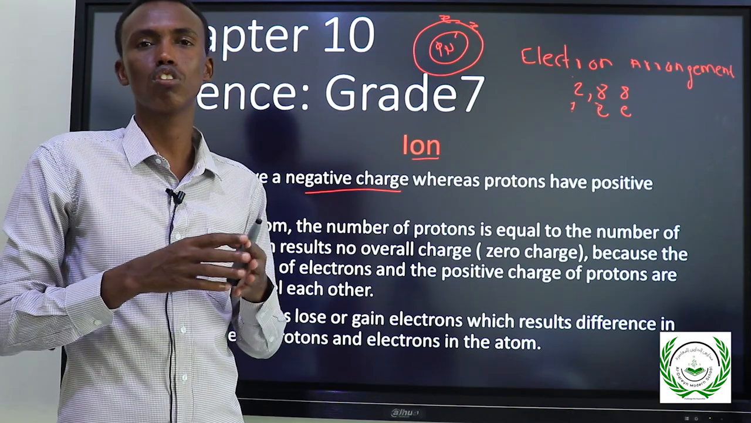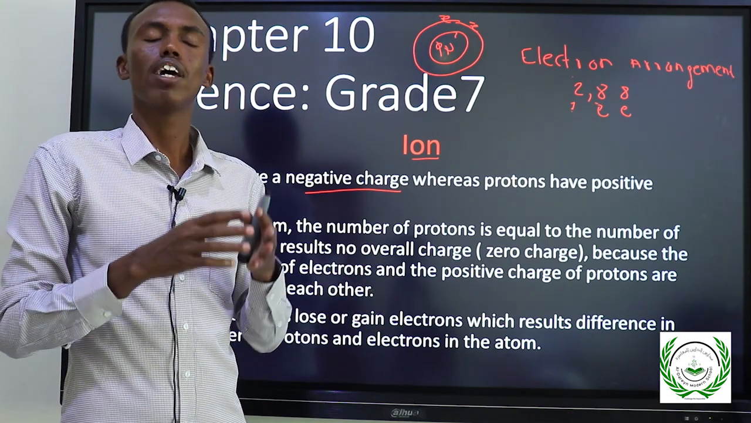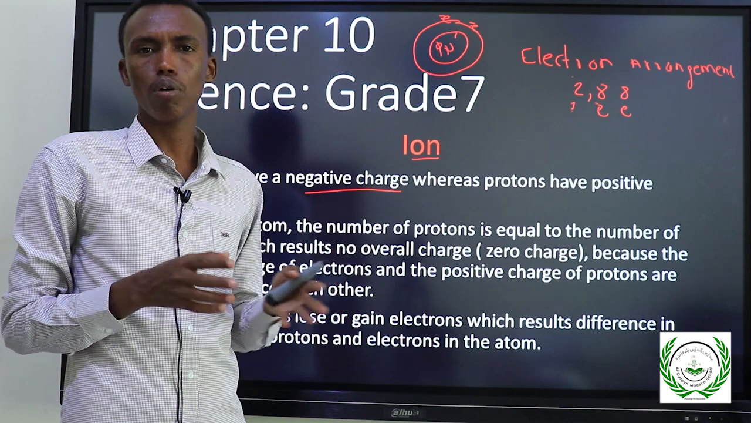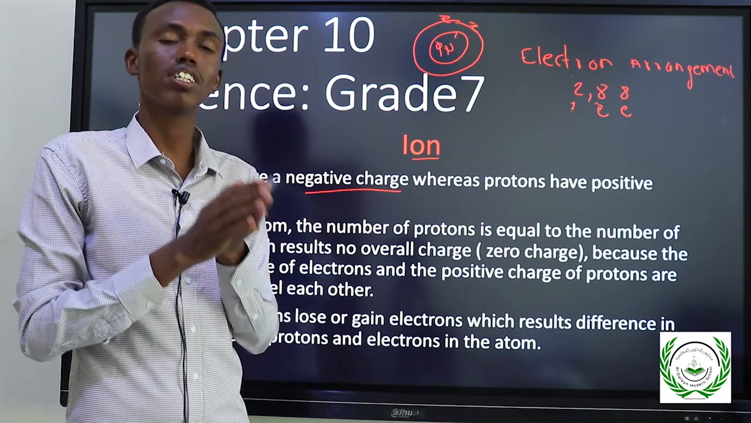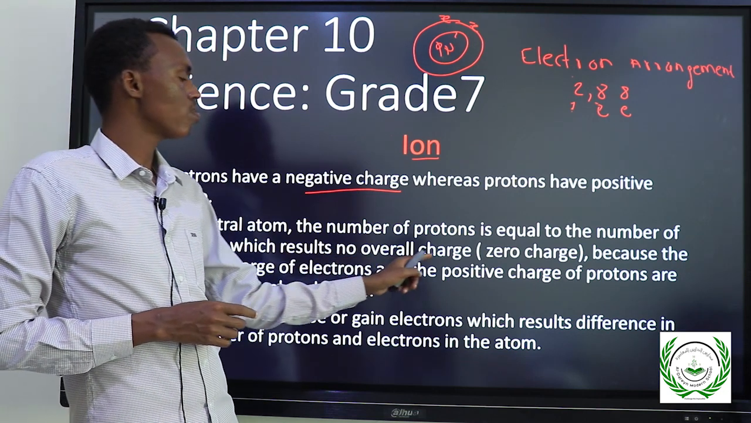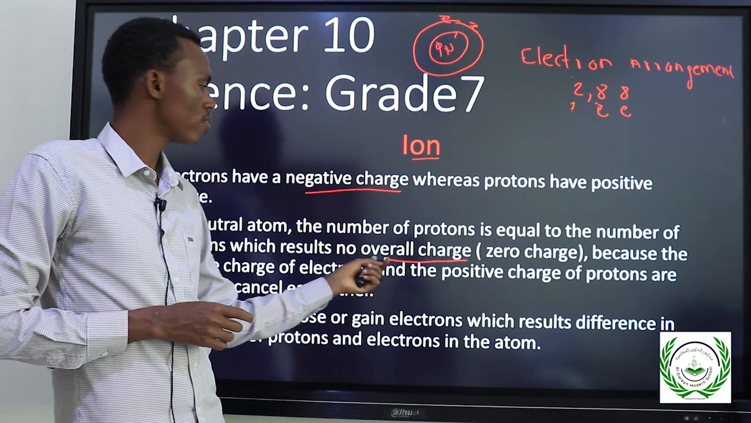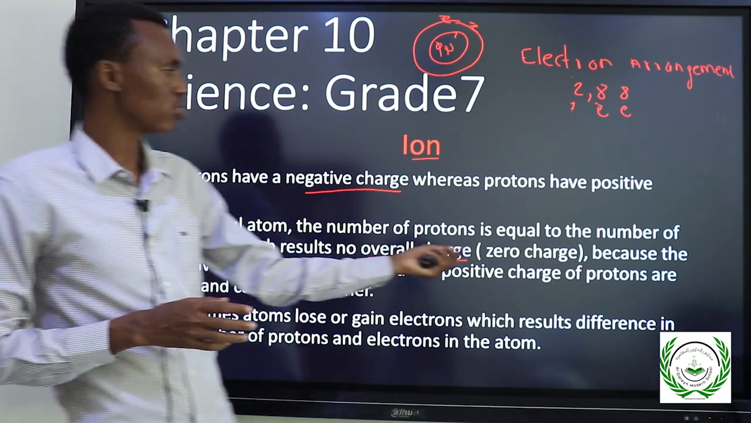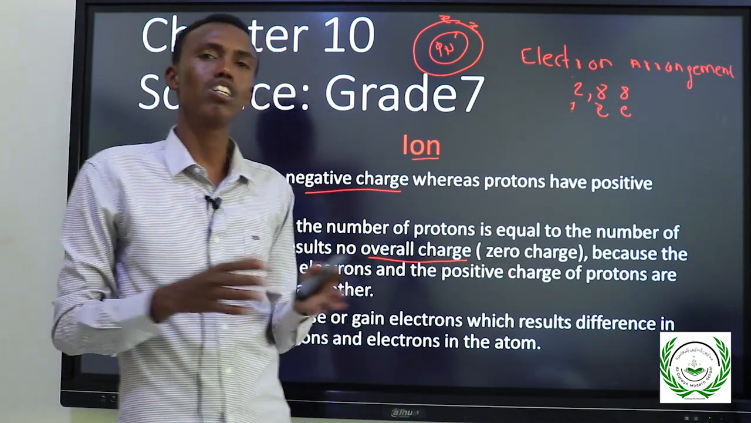Neutral meaning it has no charge. It is neither positive nor negative. So it is a zero charge, which results in no overall charge. So the net charge of this atom is zero.